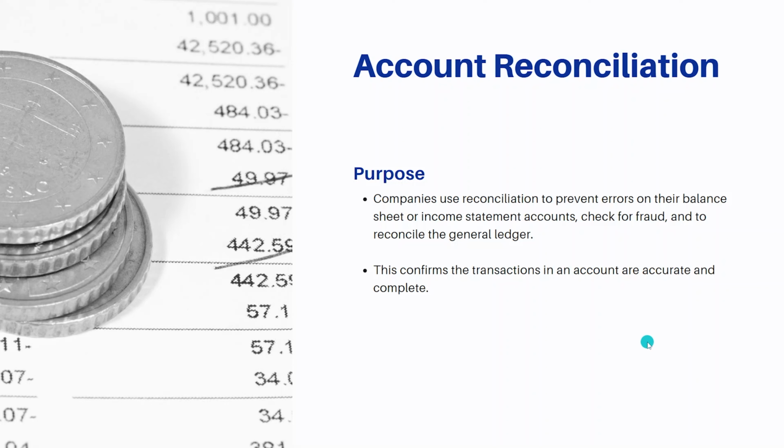It also checks for fraud, and it reconciles the general ledger to make sure that all of your financial statements are a faithful representation of the historical transactions that have occurred in a business. This will confirm that the transactions in an account are both accurate and complete. Now let's take a look at this video that properly outlines what a reconciliation is all about.